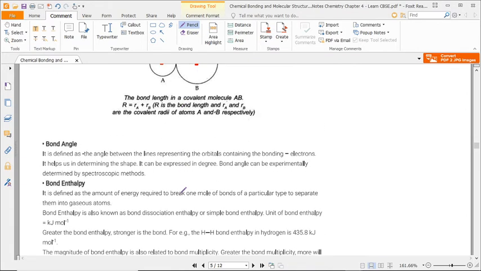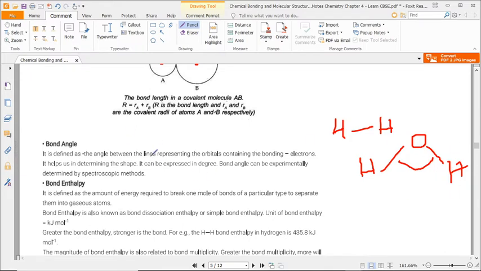Got it? What is bond angle? For example, if you take the hydrogen molecule, it forms only one single bond and the bond angle is 180 degrees. But when you take water, it is not 180 degrees. It has a V shape or a bent shape. When it has a bent shape, this bond angle is not 180, but some other bond angle.